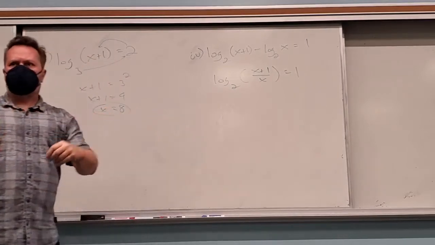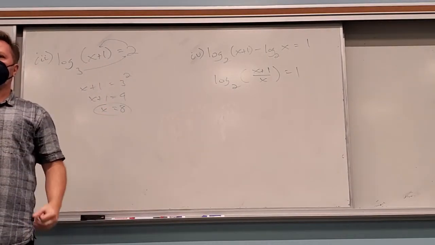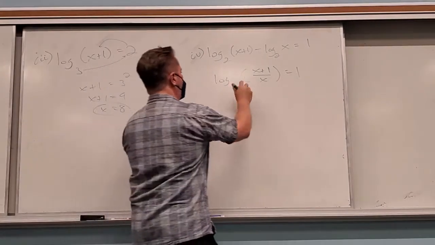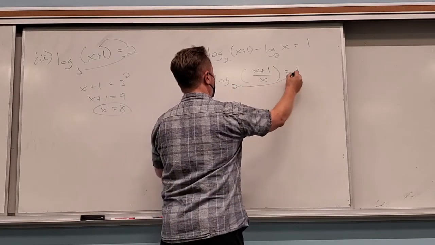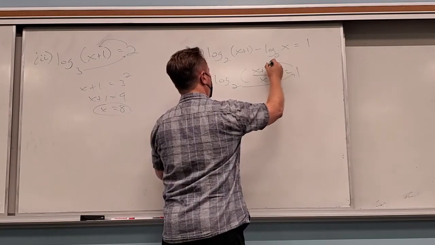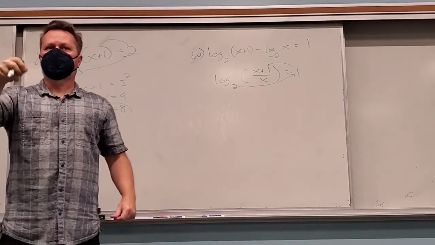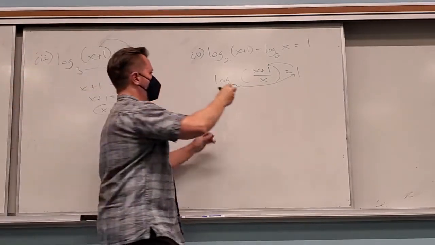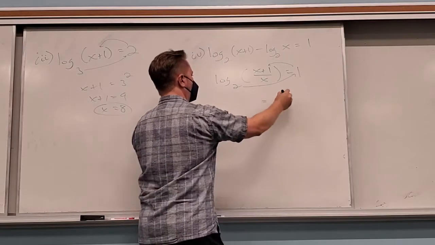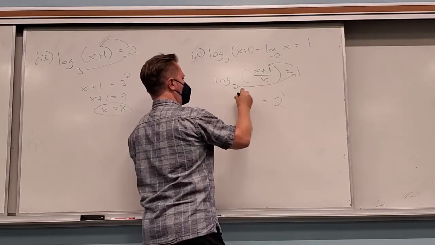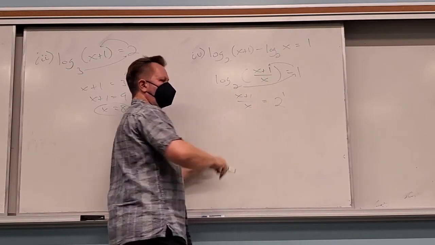Now do I have a single log? Yes. How do I rewrite it? 2 to the first equals x plus 1 over x. I just like to put my variable on that side.